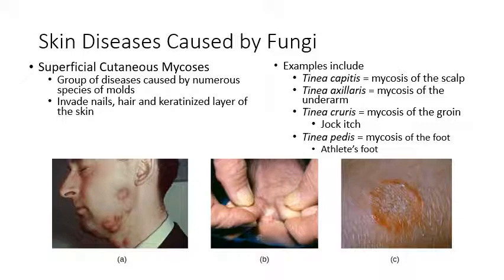These are caused by a handful of different types of fungus, but a lot of times you'll see them referred to by these names: Tinea capitis, Tinea axillaris, Tinea cruris. These refer to just fungal infections of different regions of the body. Tinea capitis is when you have mycosis of the scalp. Tinea axillaris is if it's under your arm. Tinea cruris is for a jock itch, and tinea pedis would be athlete's foot. Right. So these are all just fungal diseases of different locations.